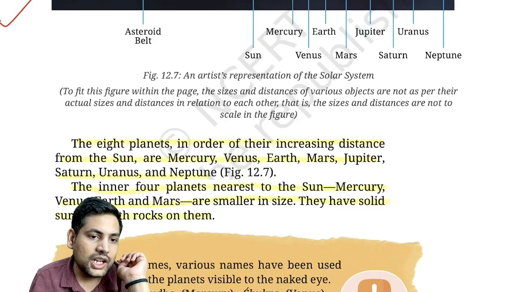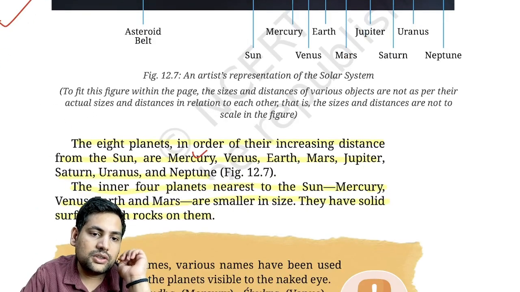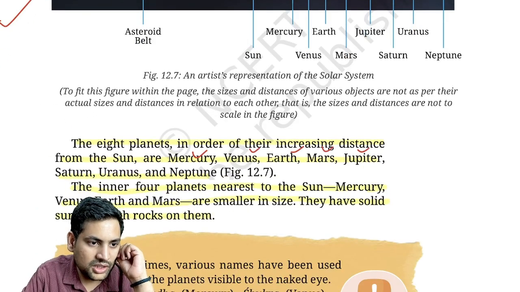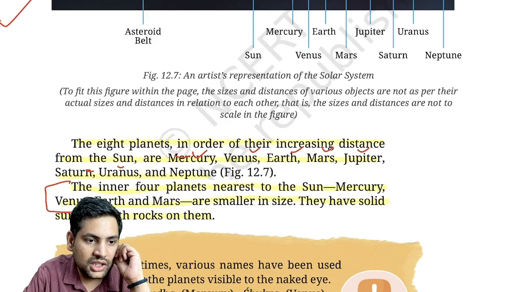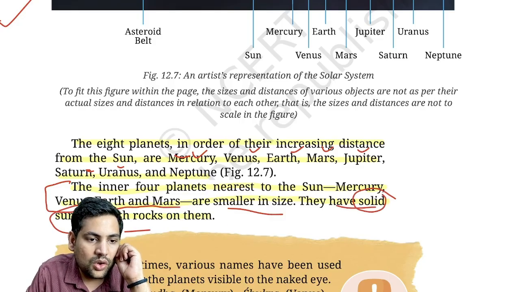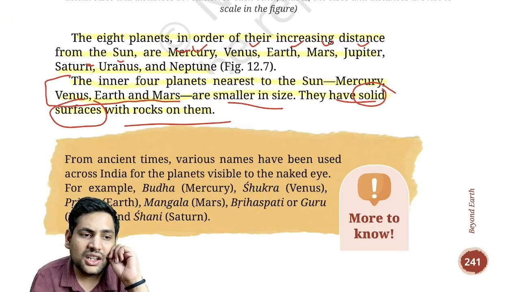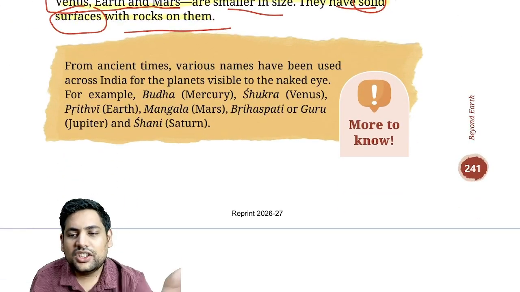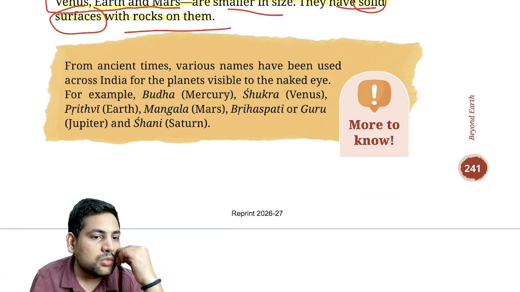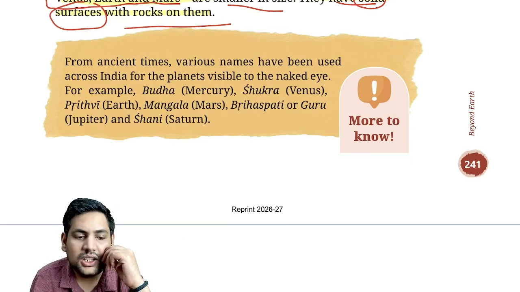See this. So there are 8 planets, as we understood: Mercury, Venus, Earth, Mars, Jupiter, Saturn, Uranus, and Neptune. The 4 inner planets till Mars are smaller in size. They have solid surfaces with rocks on them. The other ones are gaseous. In ancient times, we used to call them Buddha, Mercury, Shukra, Venus, Prithvi, Mangal, and so on.